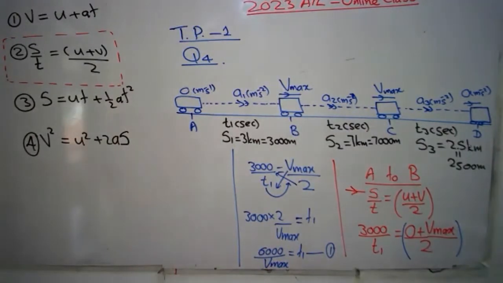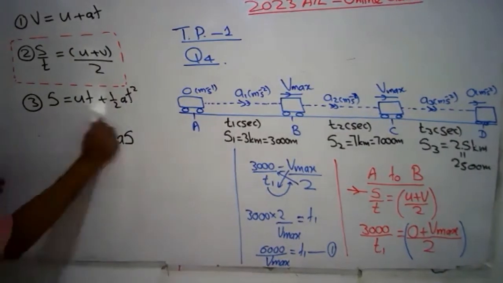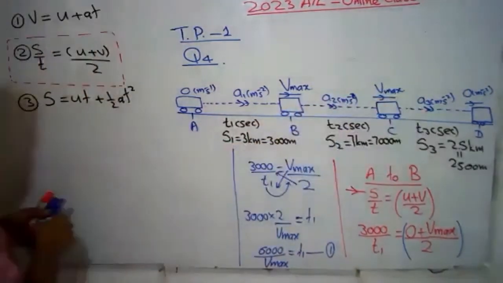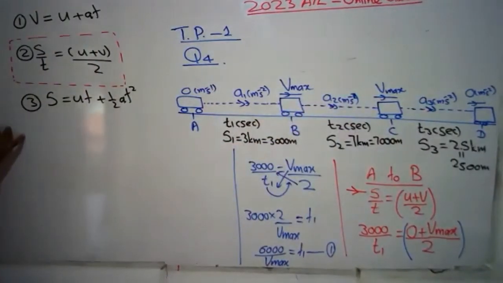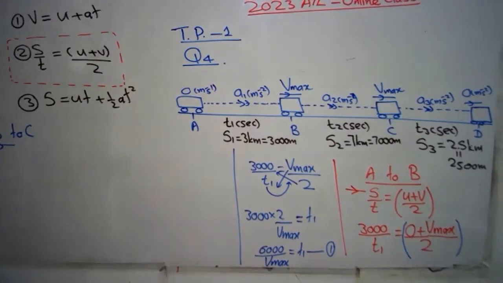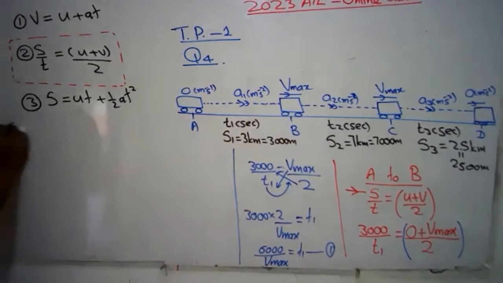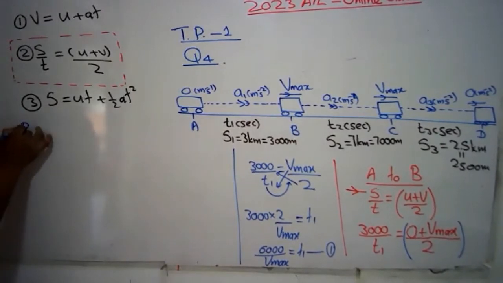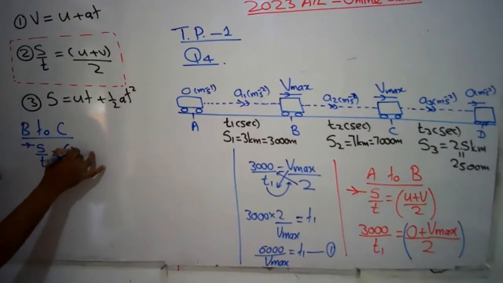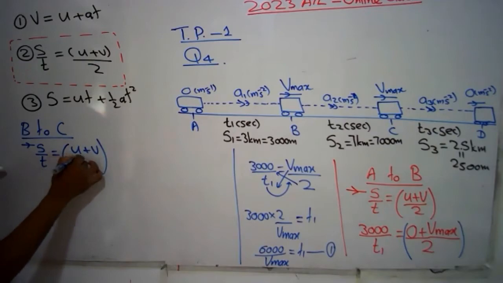Then let's apply the same equation to the BC section. So we should indicate the section correctly, B to C, and the direction. The average velocity equation is going to be applied for the B to C section. To this direction, I apply the equation S over T equals U plus V over 2.